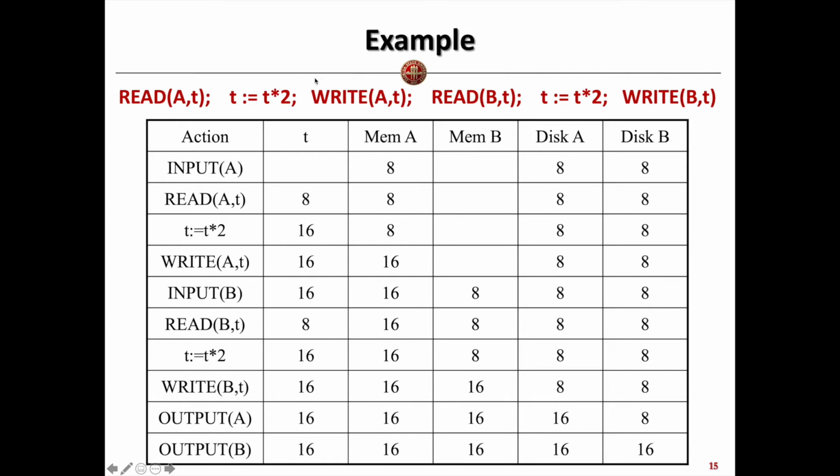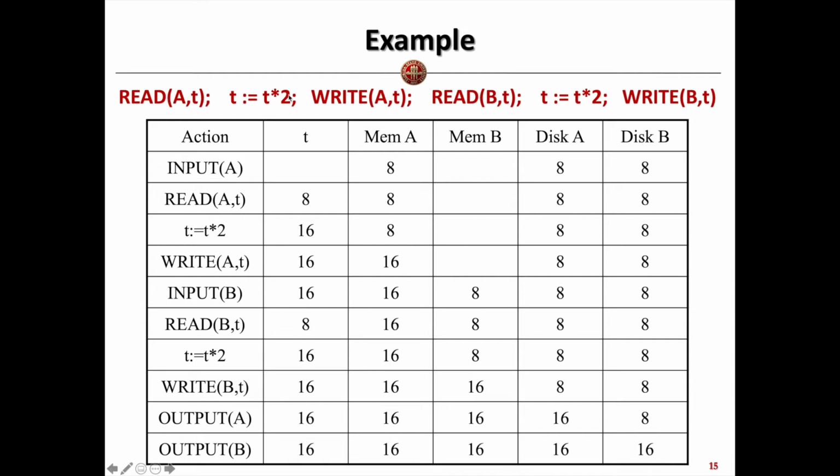If we plan to execute this transaction, we have to read the value from the disk to the memory, even though we didn't show them here. Inside the table, we have the operation input A. I always still remember this input A. It means we read data from the disk to the memory, where A is a variable. In other words, we copy the value 8 to memory A. T and memory B are still blank because we haven't used them yet.